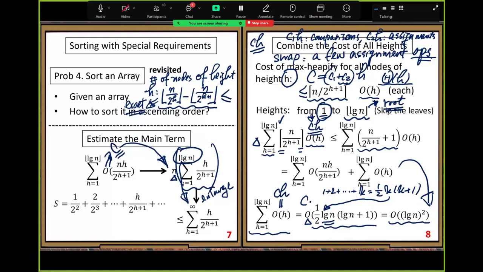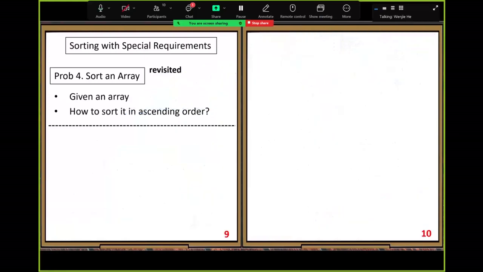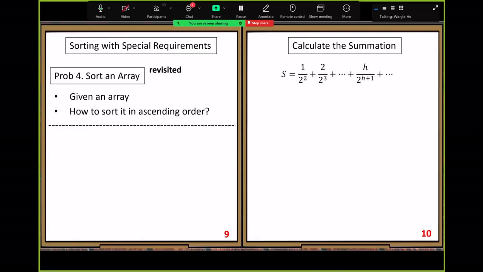All right. So here you can see, basically we need to calculate this summation, this series. To calculate it, there is a very smart trick that I want to show you. Not very hard, but pretty smart. So I want to show you how to calculate the summation here.